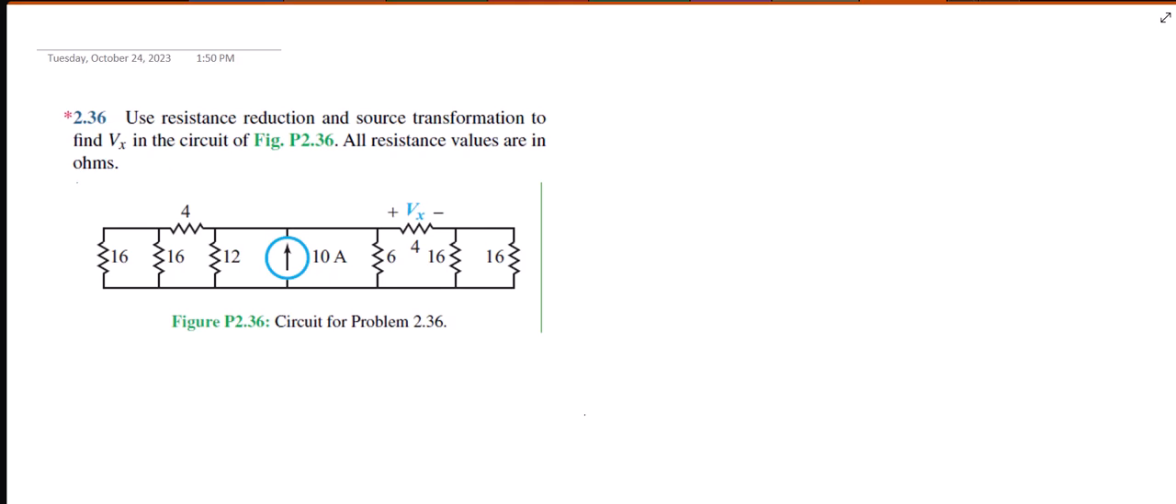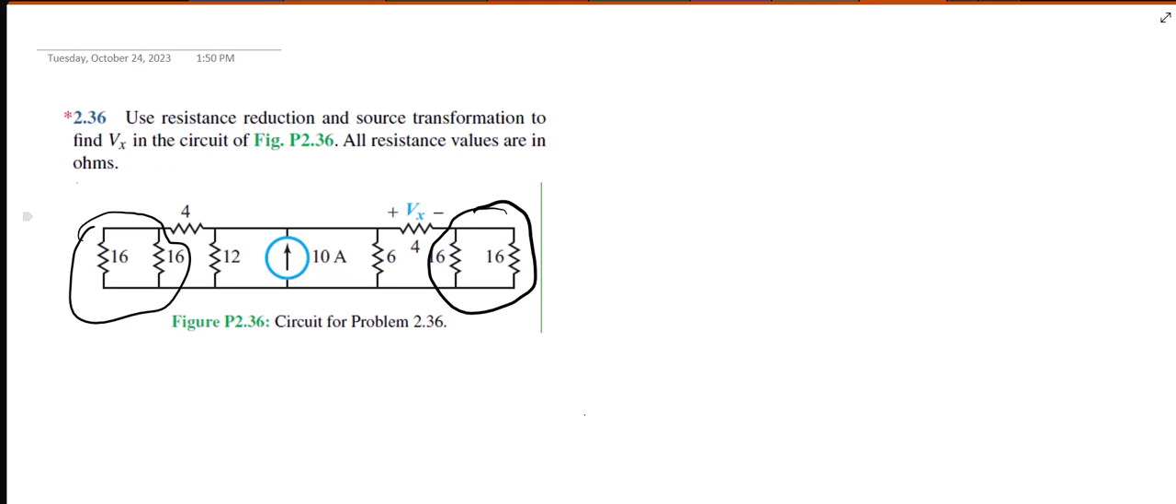So the first thing I'm going to do is some simplification that won't change this Vx. I see that right here I have 2 resistors in parallel, and right here I have 2 resistors in parallel. These two 16 ohm resistors are in parallel, but they're not in parallel with the 12 ohm resistor because of this 4 ohm resistor up here.